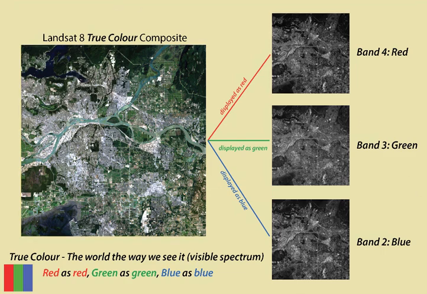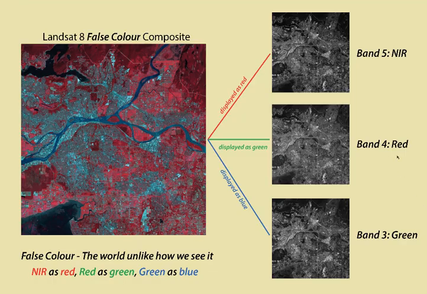If we choose to display bands in any other order, such as band 5 near infrared, band 4 red, and band 3 green as red, green, and blue respectively, we get a false color composite, where areas in red are showing high band 5 reflectance, areas in green are showing high band 4 reflectance, and areas in blue are showing high band 3 reflectance. The ability to display remote sensing imagery in true and false color improves our ability to interpret information and facilitates high-quality spectral analyses.